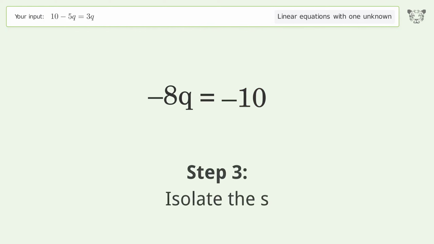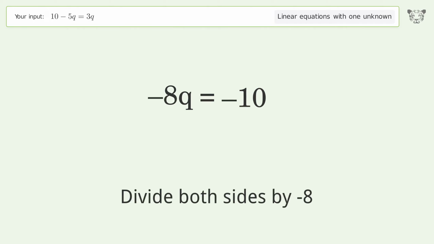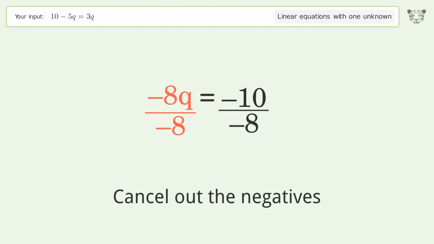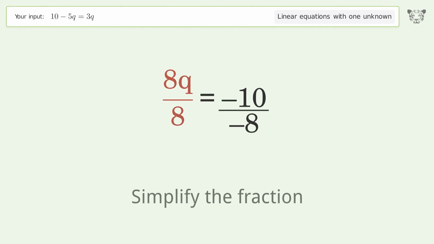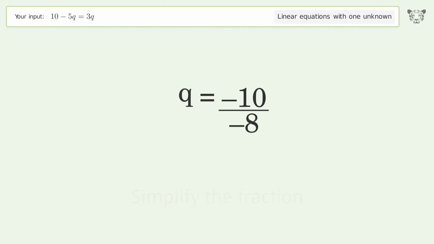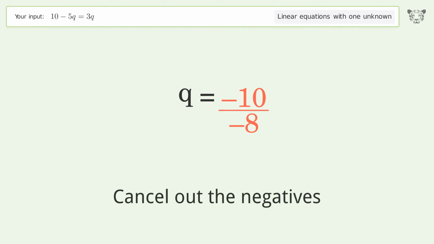Isolate the s. Divide both sides by -8. Cancel out the negatives. Simplify the fraction. Cancel out the negatives.